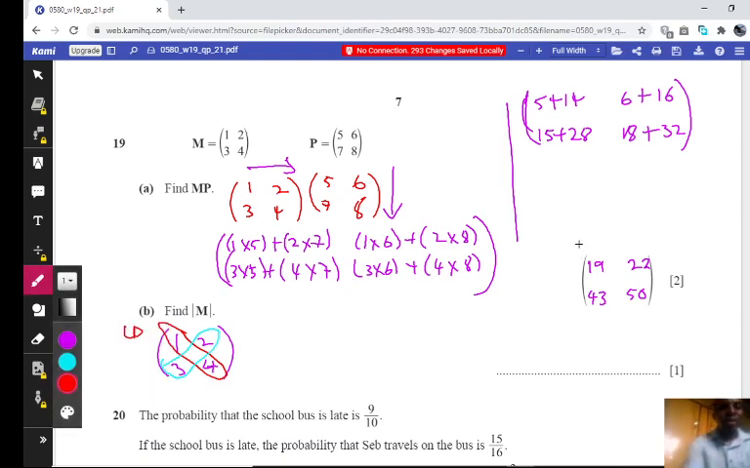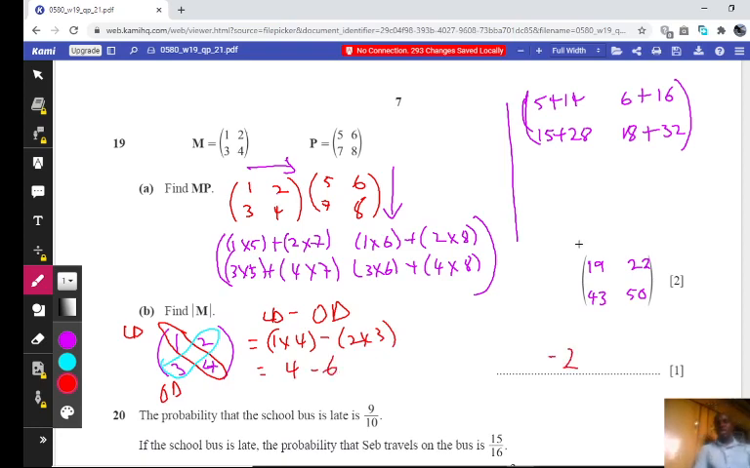Leading diagonal minus other diagonal, which equals, leading diagonal is 1 times 4 minus other diagonal, you have 2 times 3. It will be 4 minus 6, which is equal to minus 2. You're done.